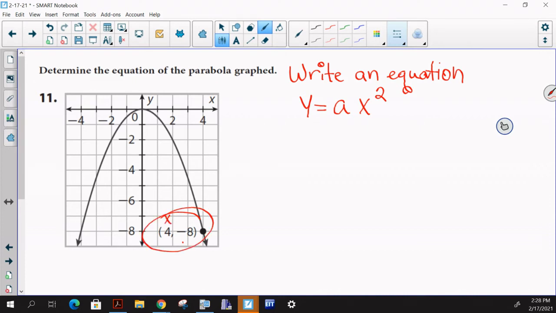Okay, so here's what we know. 4 is x, and y is -8. I can use that information. Here's how I'm going to use that information. We'll go back to y equals ax squared. And for x, I'll plug in a 4. All I did was substitute that 4 for x, write that down. And y is -8. See what I did? Write that down.